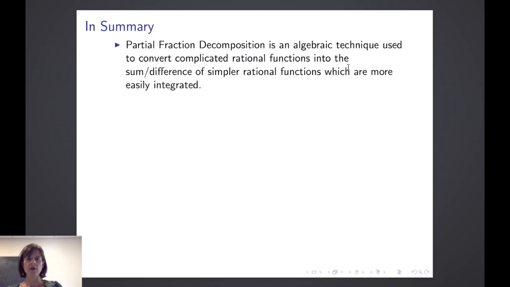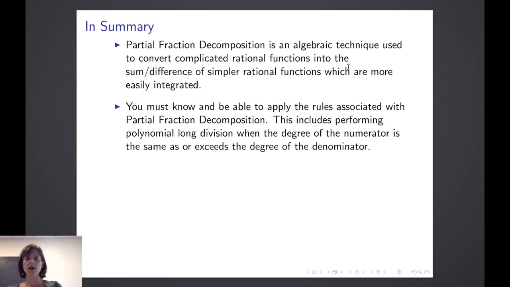In summary, partial fraction decomposition is an algebraic technique used to convert complicated rational functions into the sum and difference of simpler rational functions which are more easily integrated. You need to know and be able to apply the rules associated with partial fraction decomposition. This includes performing polynomial long division when the degree of the numerator is the same as or exceeds the degree of the denominator.